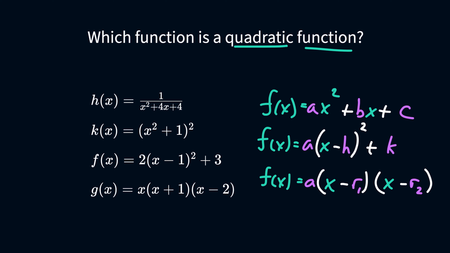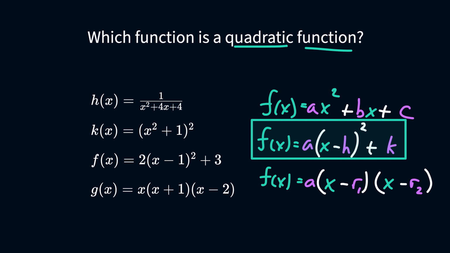Third, we now have an answer choice here that I would say most closely resembles the vertex form. 2 multiplied by our squared binomial of x minus 1, plus some constant 3. That actually matches our vertex form perfectly. So I'm going to say that that's probably the answer.